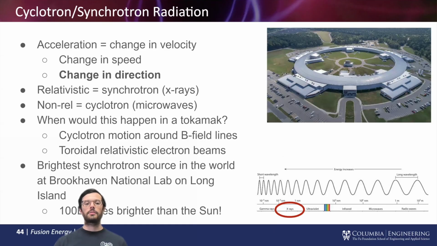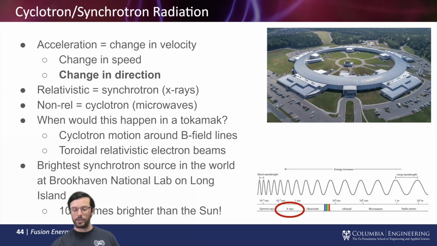This is just a neat anecdote. The brightest synchrotron source in the world, and a lot of synchrotrons are basically devices like this one, is at Brookhaven. You can see the scale: these are cars down here. This is a huge building at Brookhaven National Lab on Long Island, and they run these charged particles super fast around in a circle to produce light.